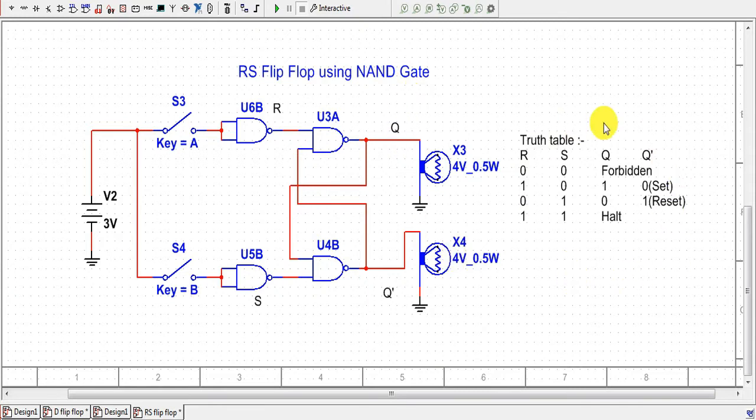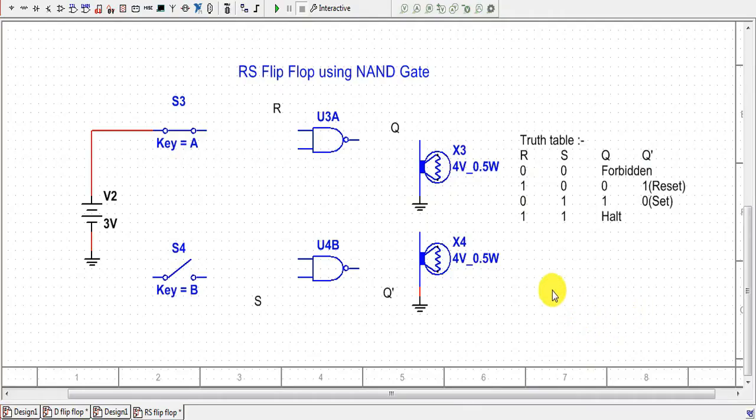Now we will analyze this truth table, but here the case is just reversed as compared to the NOR gate flip-flop. So here for the 0 0 signal we will get a forbidden case, and for the 1 1 signal from R and S we will get an intermediate state, that is, the halt situation. It means the flip-flop will remain in the previous state. This occurs just because we are inverting the R and S signals.